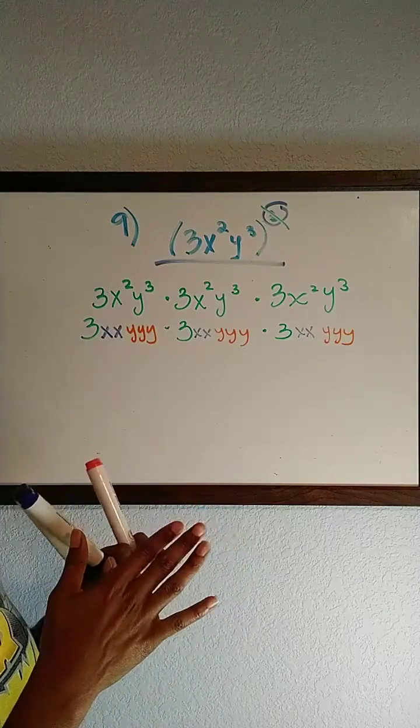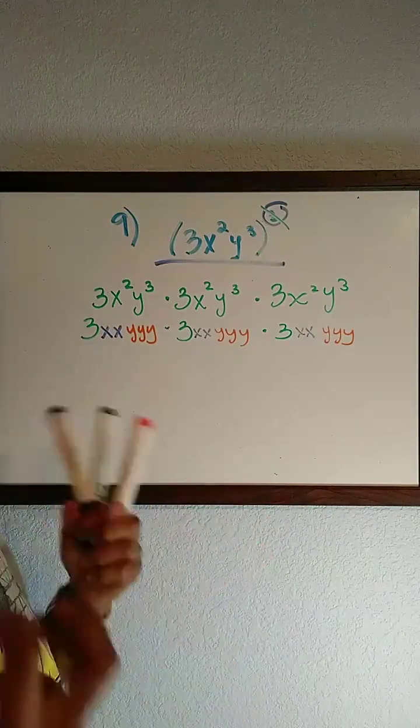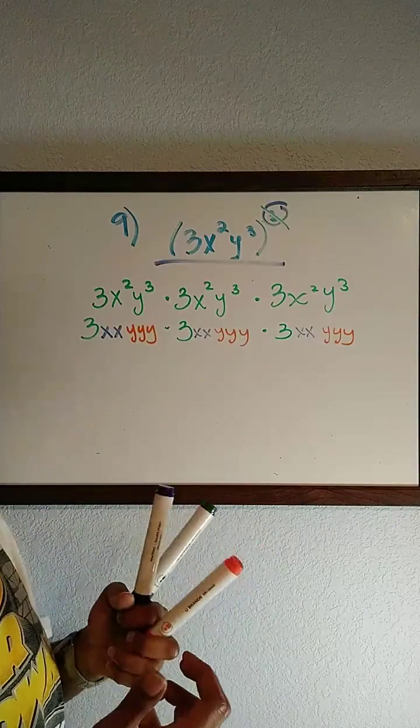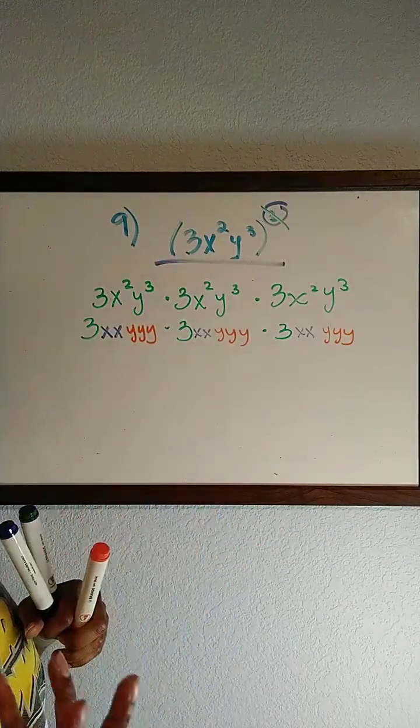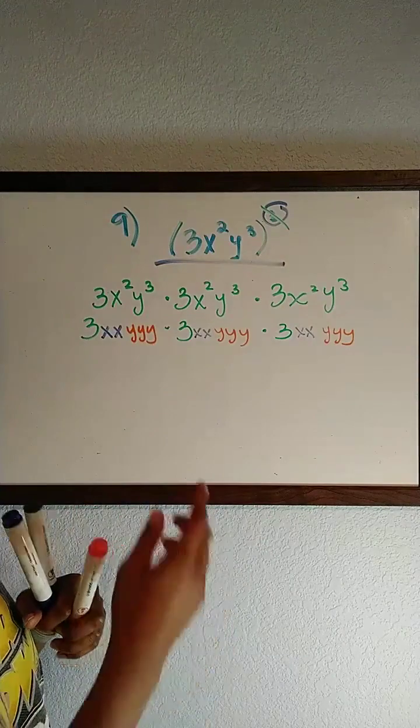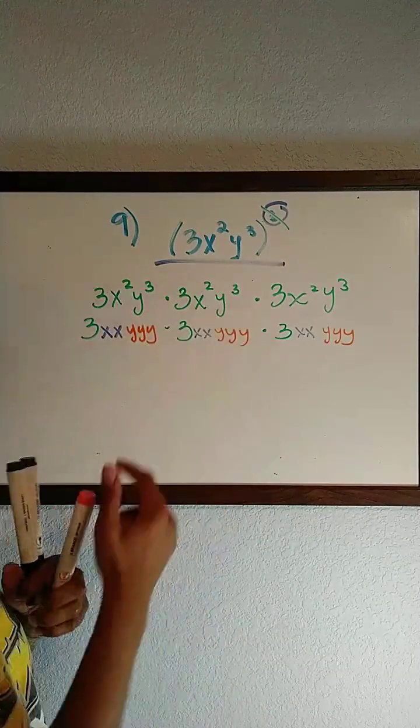What we can do here is now write this as a simplified exponential expression. I have 1, 2, 3, but we're always going to multiply our numbers out, right? So what's 3 times 3 times 3?